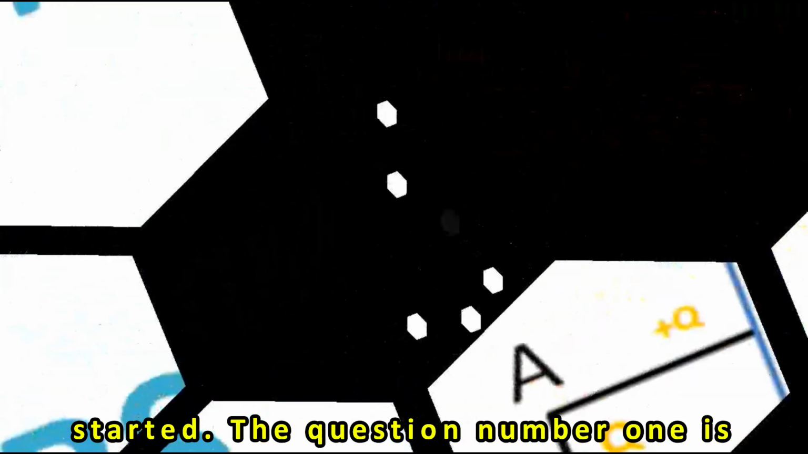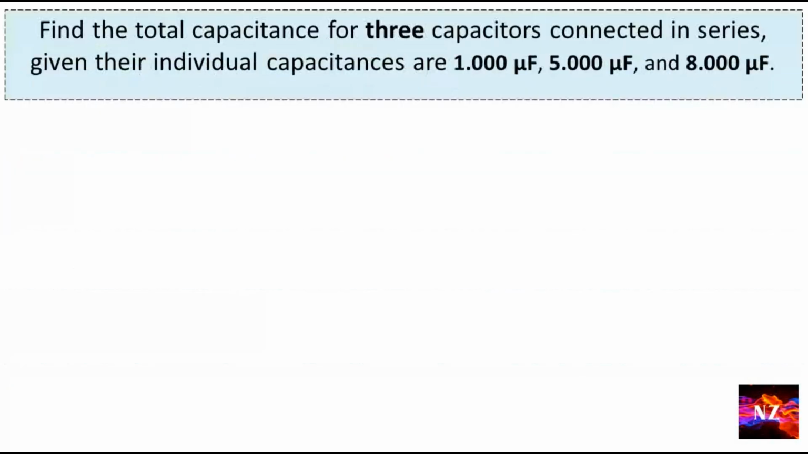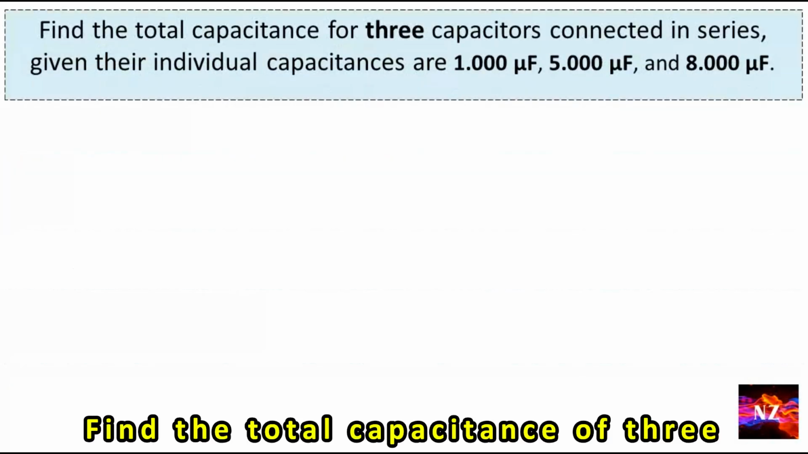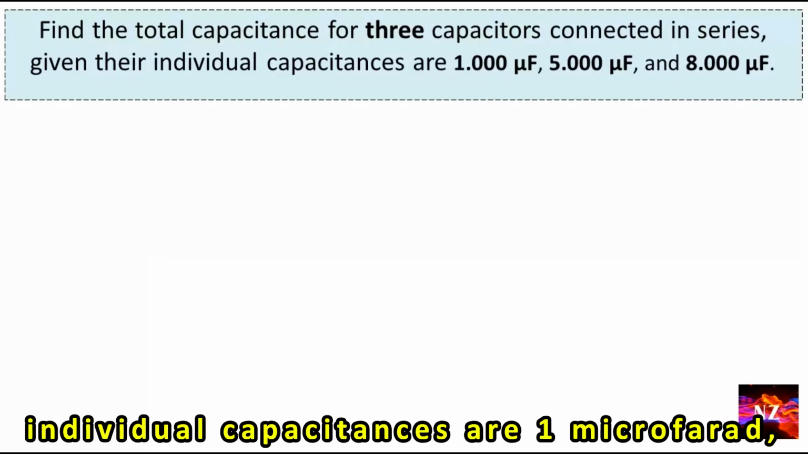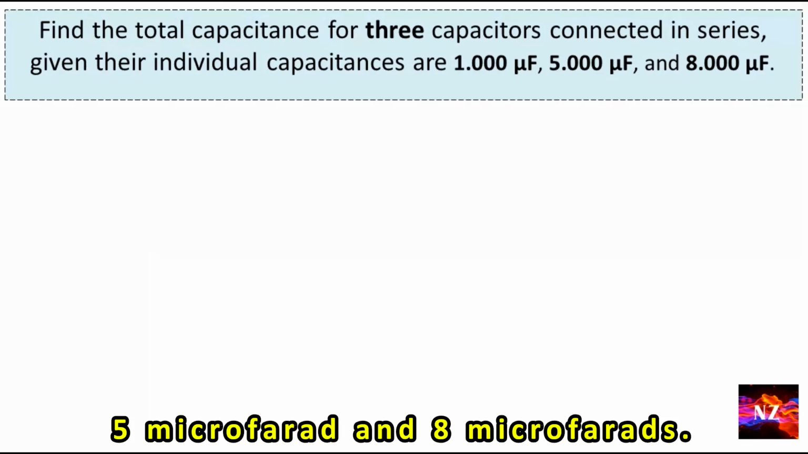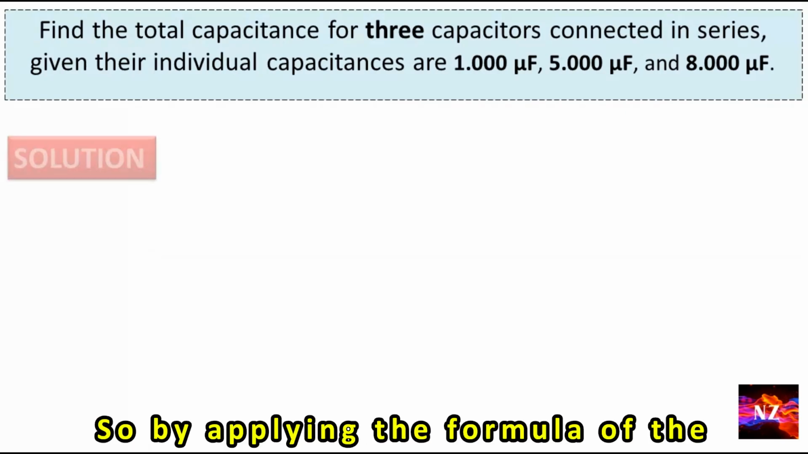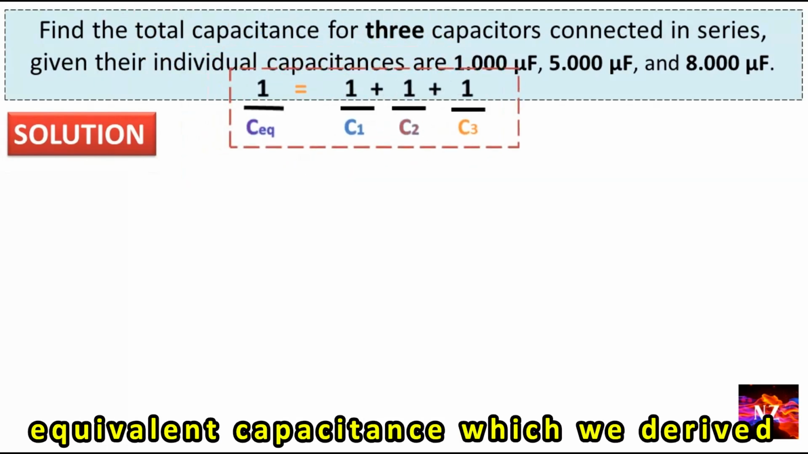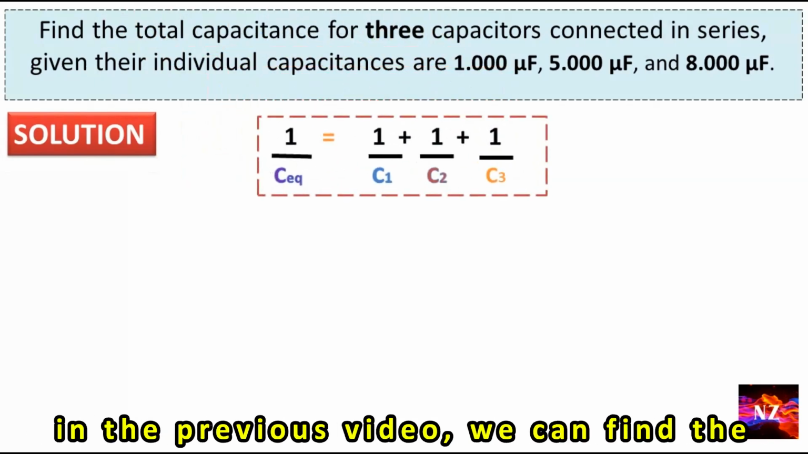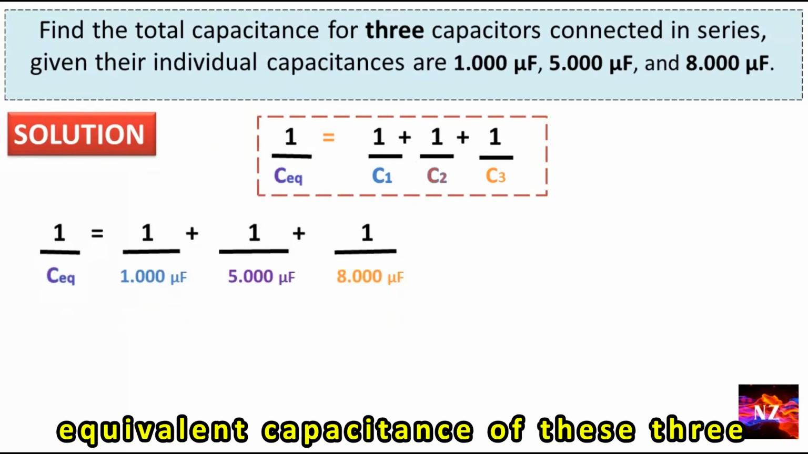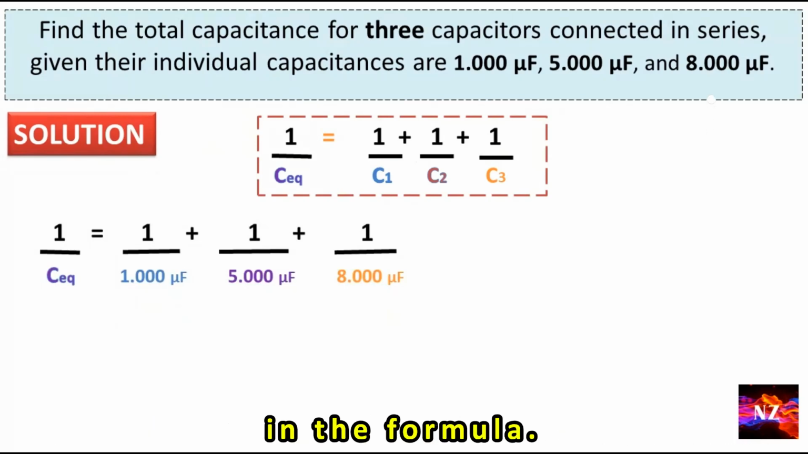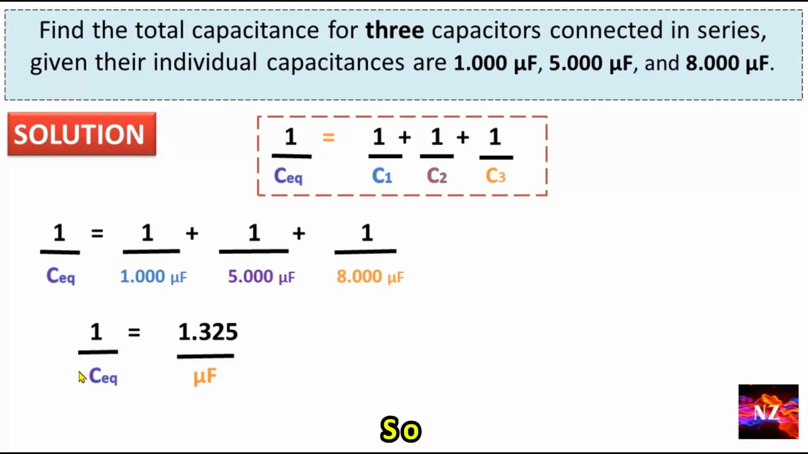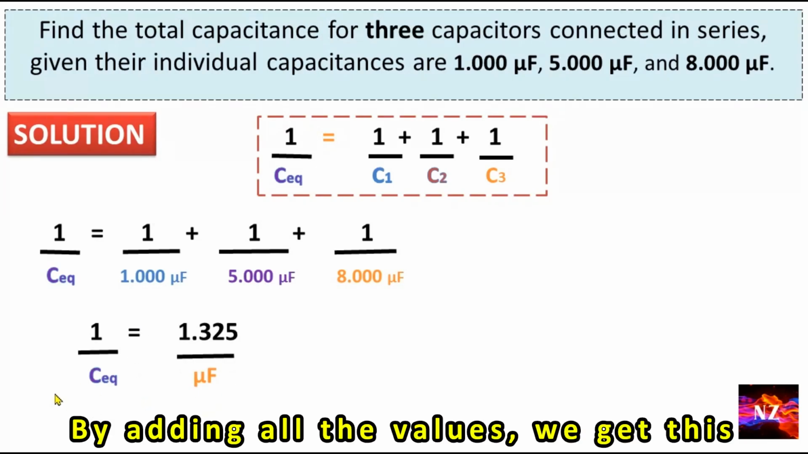The question number 1 is: find the total capacitance of three capacitors which are connected in a series combination, given their individual capacitances are 1 microfarad, 5 microfarad and 8 microfarads. So by applying the formula of the equivalent capacitance which we derived in the previous video, we can find the equivalent capacitance of these three capacitors simply by putting their values in the formula. By adding all the values, we get this answer.